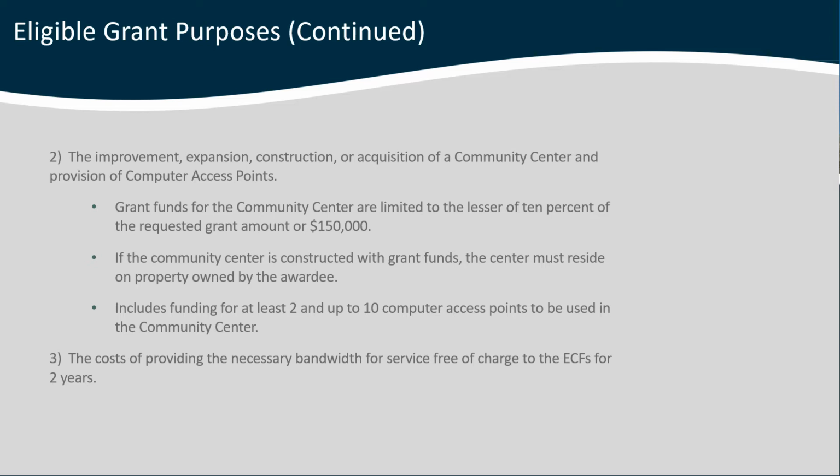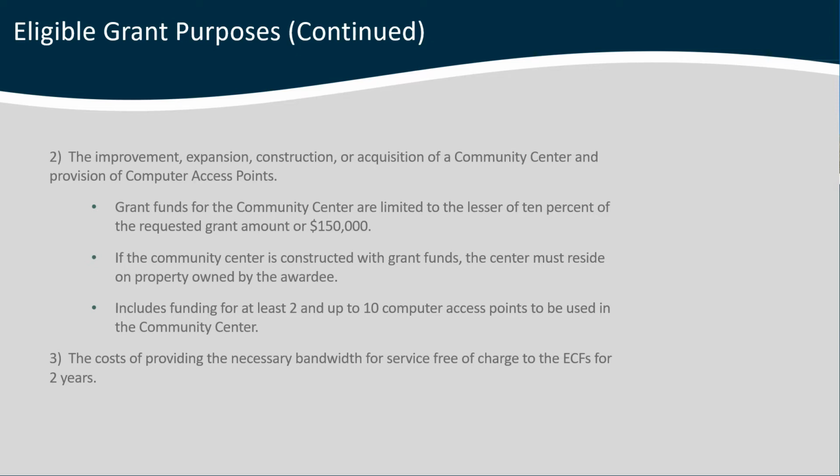Number two is the improvement, expansion, construction, or acquisition of a community center and the provision of computer access points. Grant funds for the community center are limited to the lesser of 10% of the requested grant amount, or $150,000. If the community center is constructed with grant funds, the center must reside on property owned by the awardee, and you have to include funding for at least 2 and up to 10 computer access points used in the community center. That is a little bit of a change from this year. You have to use grant funding to fund at least 2 computers. Previously, match funding could be used for that. There's some different language in the FOA this year.